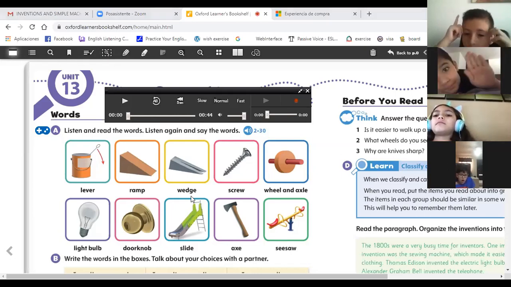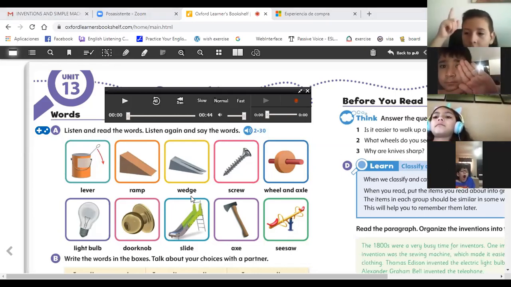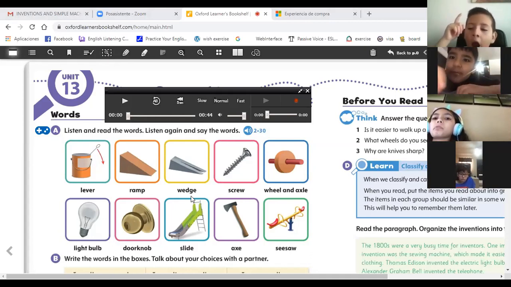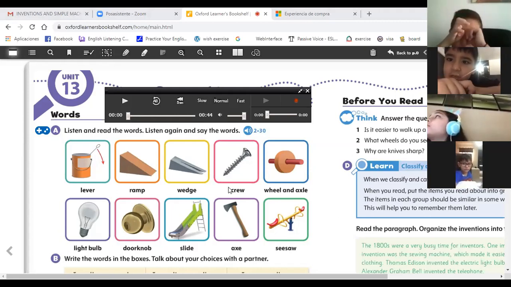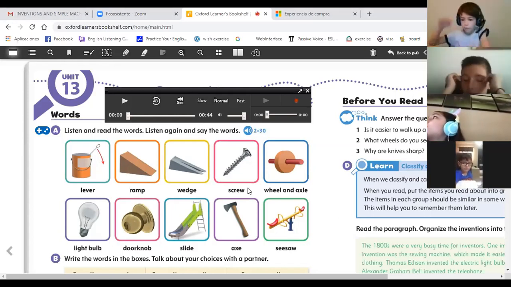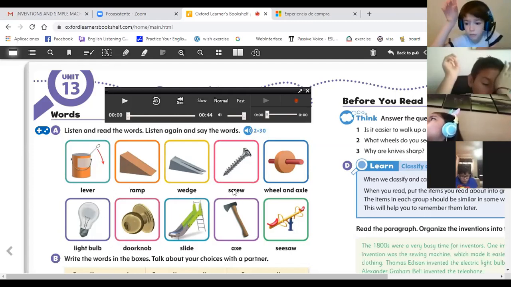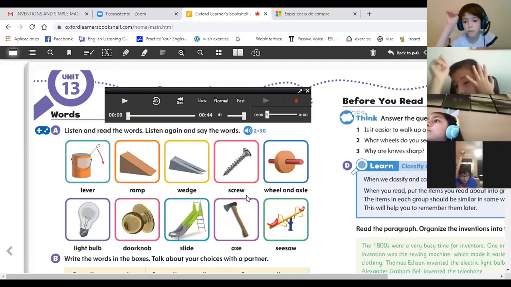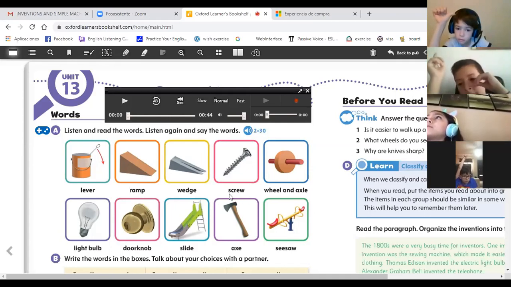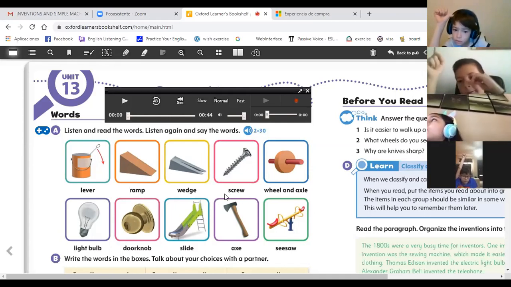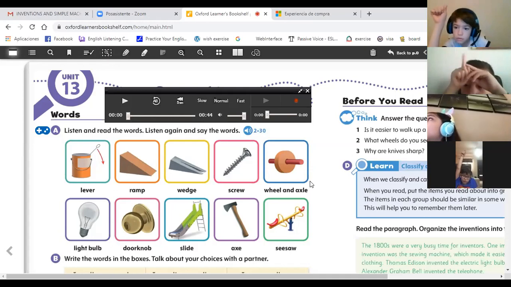Thank you. Let's continue with Mateo, who is raising his hand. He wants to participate. Mateo, please, number 4. Square. Okay, the pronunciation is screw. Look at the last letter, screw. Say the word again, Mateo, please. Screw. Screw, excellent. Thank you so much.